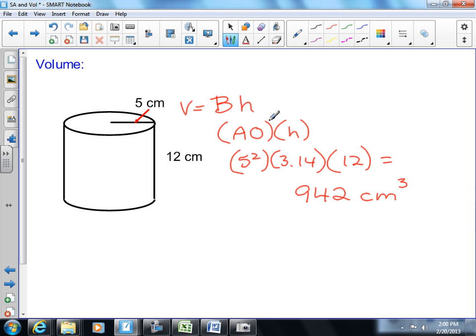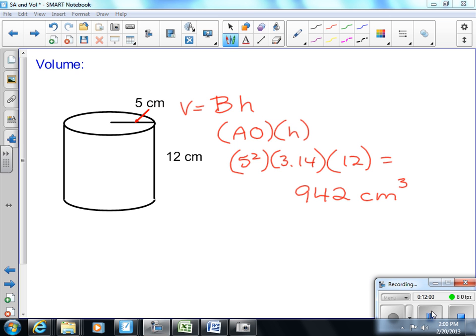Okay, so again, to find the volume, you find the area of the base times the height. It just depends on what your shape is as to how you find the area of the base part of it. Are there any questions? Okay, today we've worked on finding the surface area and volume of all solid shapes that we're going to be looking at.